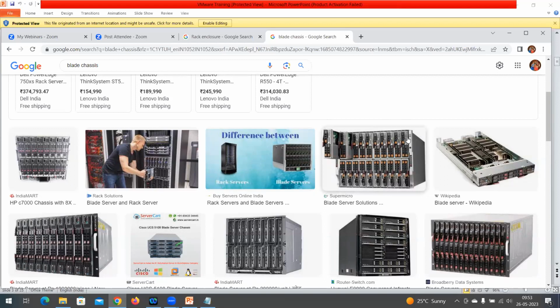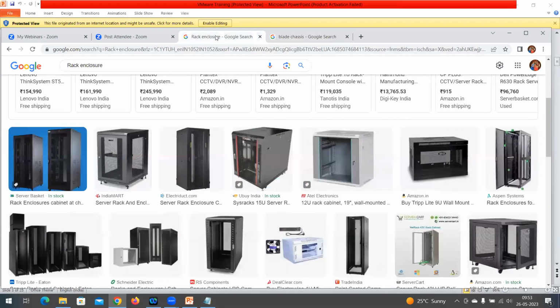Again, this chassis is going to sit in this particular rack enclosure. How many chassis can it insert? 4 chassis I can insert in this rack enclosure. 4 into 16, how many servers within one rack? 64 servers I'm going to achieve from one rack. Imagine how powerful it is. So I'm going to reduce the power footprint.